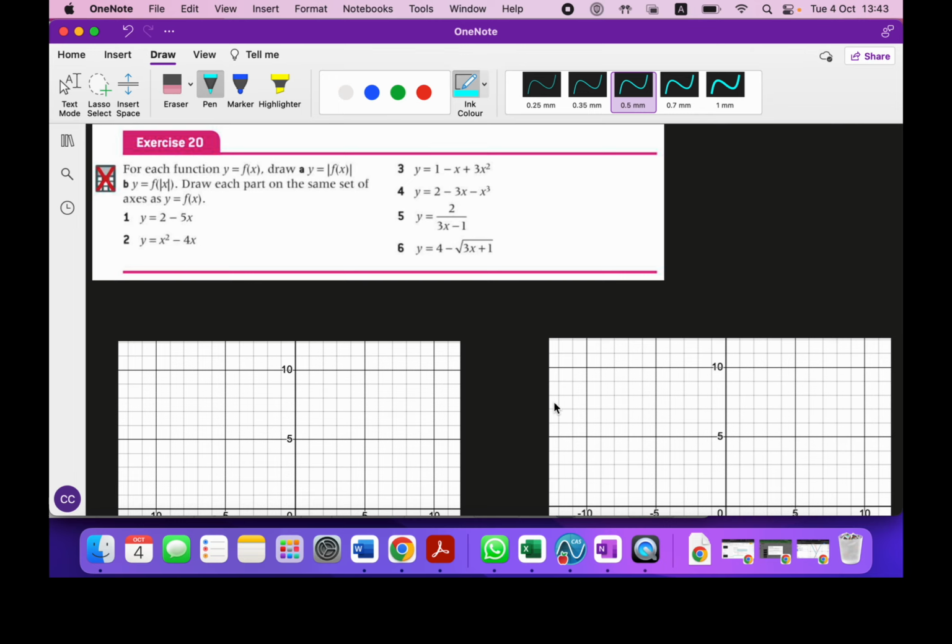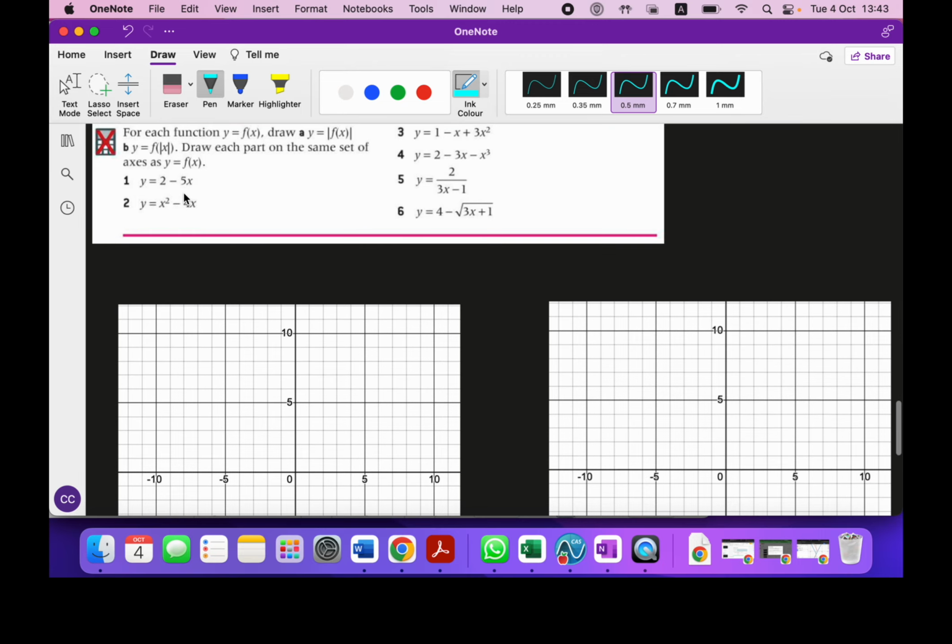Okay, this question I think was on page 118 of the textbook. It's from exercise 20. I was asked about question 1 and then question 4. So for both of these, for each function, draw the absolute value of the function and then the function with the absolute value of x.